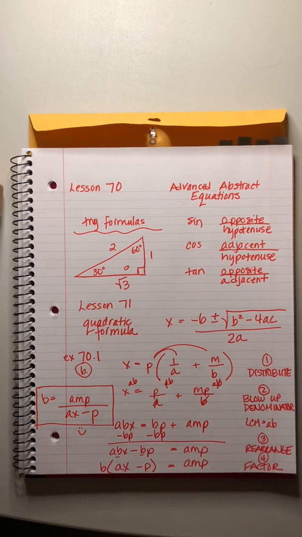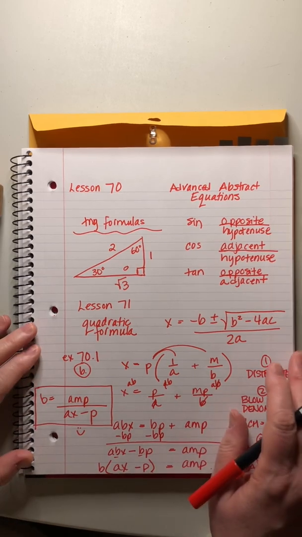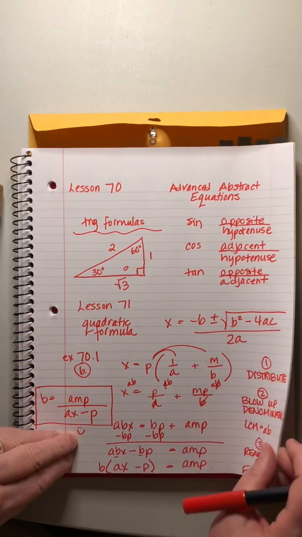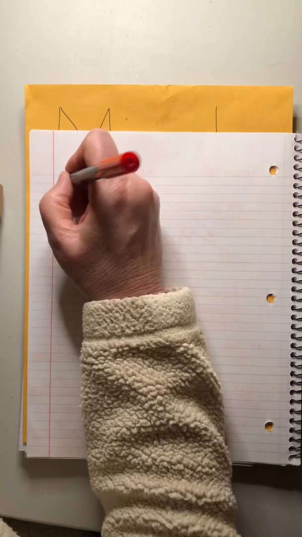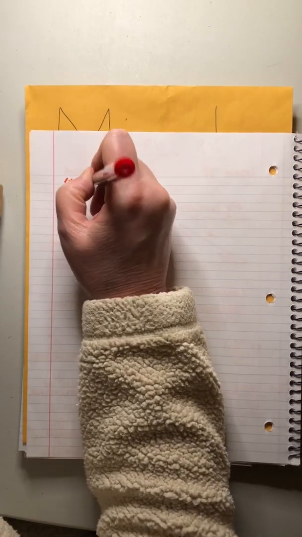Okay, so what we did that was trickier this time is that we had to distribute before we could get rid of the denominators. It's not that big of a deal, you're smart, you can handle it. Let's do one more and then we're done with lesson 70. Example 70.2. Ready? Find C.